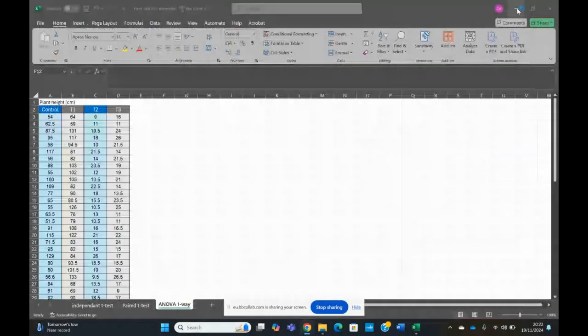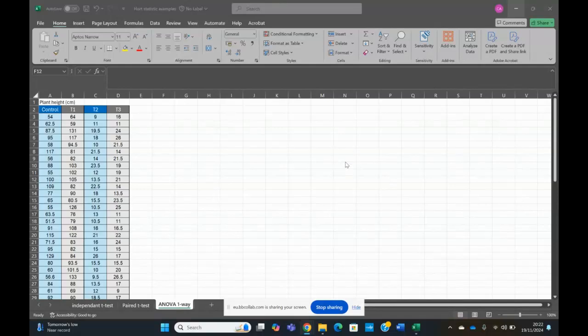Okay, so I'm going to show you how to calculate a one-way ANOVA. One-way ANOVA essentially means we only have one factor. In this case, it is plant height. And the difference between an ANOVA and the t-test is that a t-test only allows you to compare two groups, so like a control and one treatment. But the ANOVA allows you to compare many, many more.